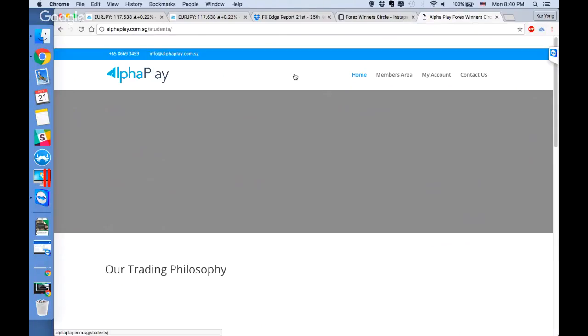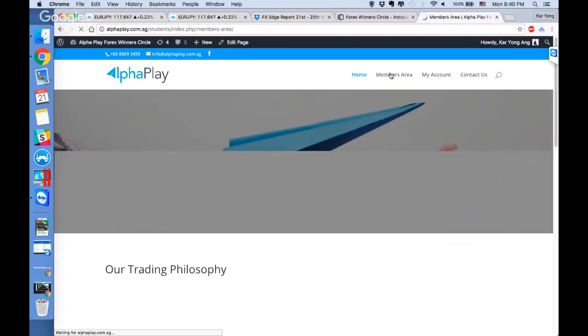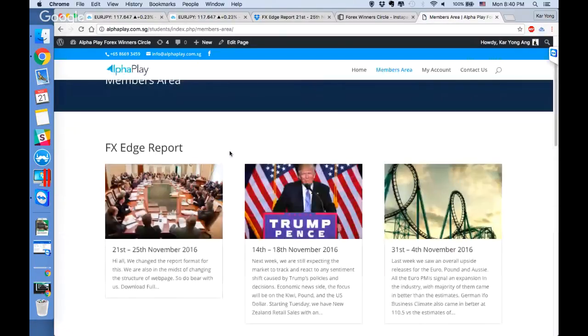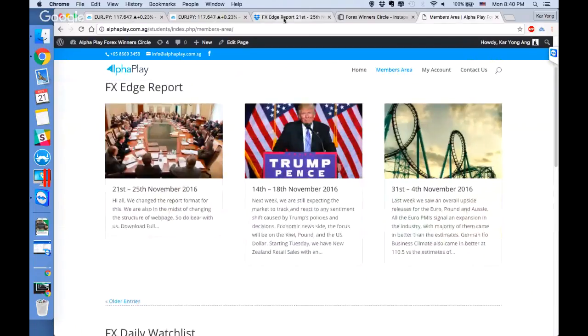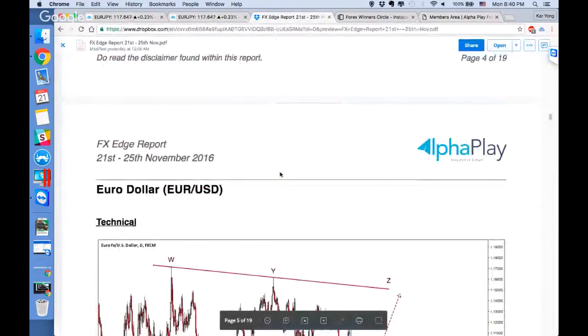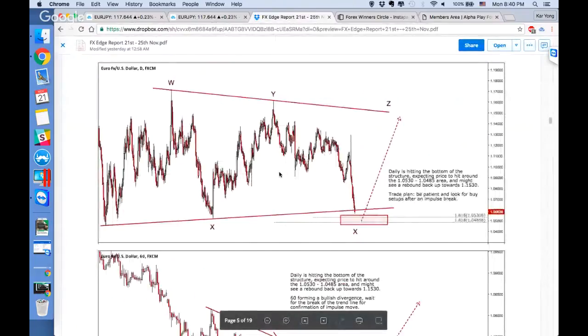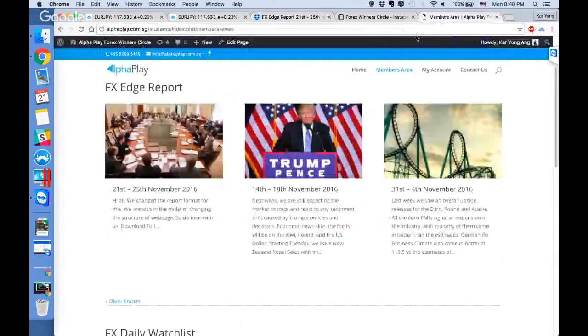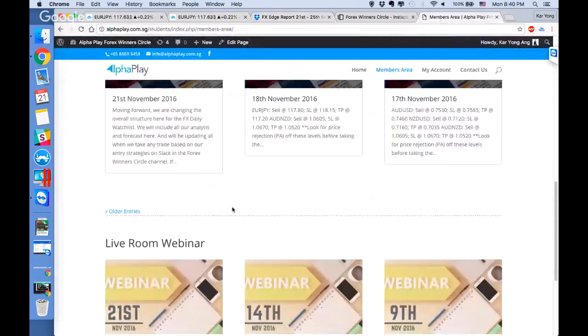So I would assume all of you have access to this portal. What you need to do is click onto the members area. The FX Edge report is the report that I just showed you. It covers the fundamental, technical, and sentiment of the major currencies: euro, dollar, pound, yen, Aussie, Canadian, New Zealand.